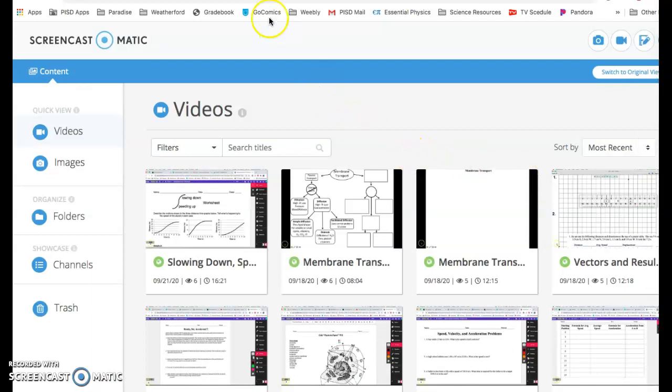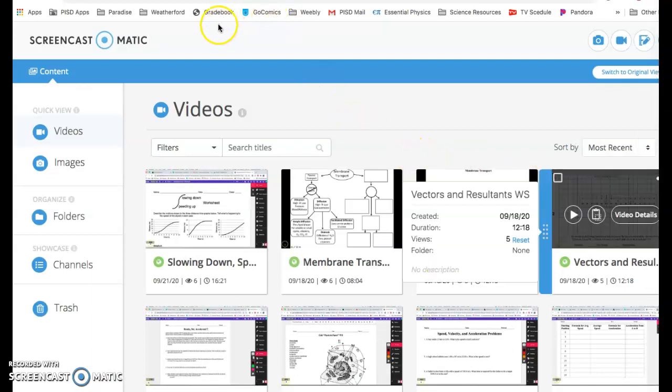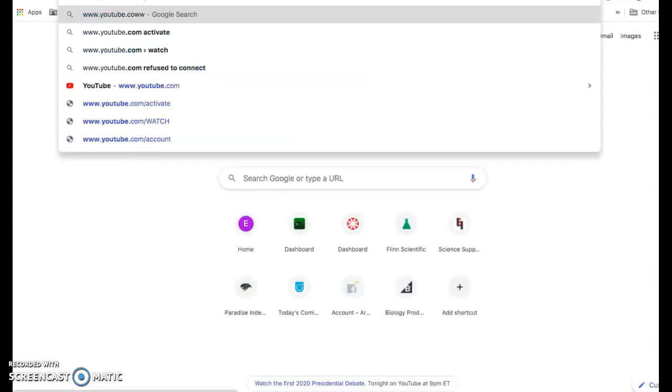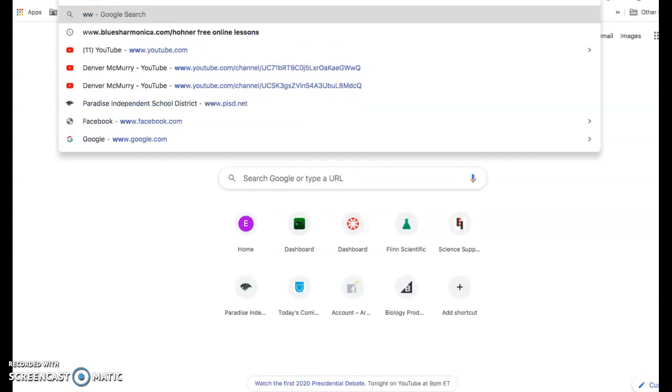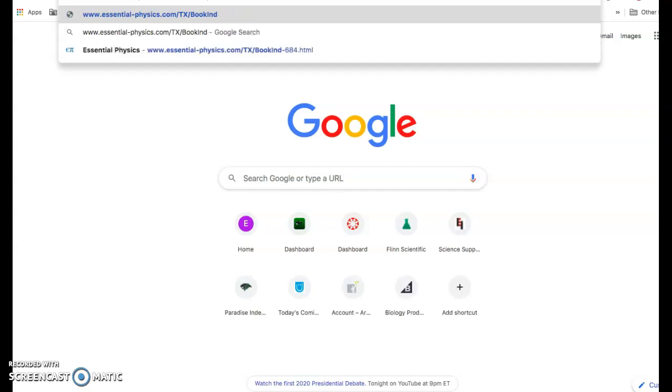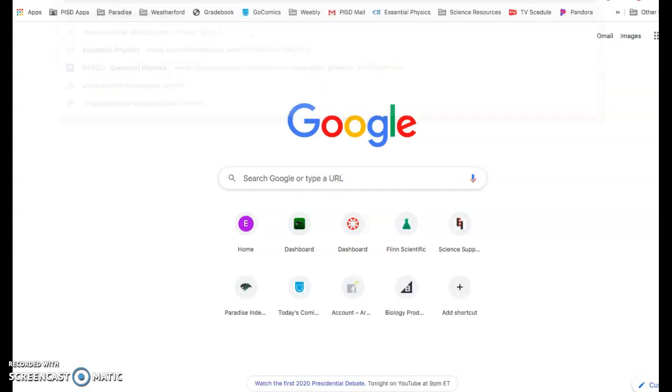Let me wait for my internet to come up. It's going to take a little while here. Get a new tab. All right, I am going to go to www.essential-physics.com. Let me get rid of this other stuff up here because you won't have all that stuff coming up. Okay, it'll take me to this web page, hopefully.